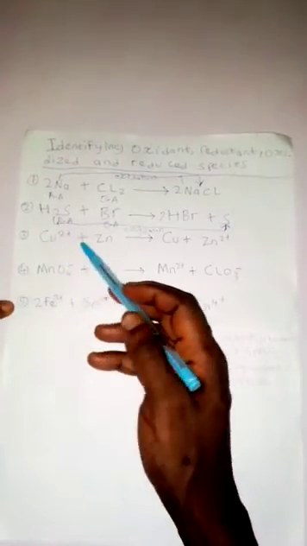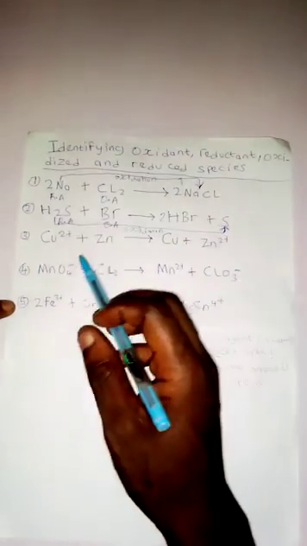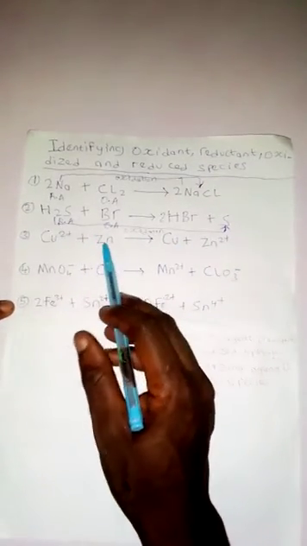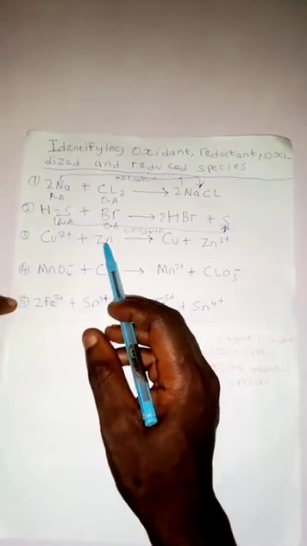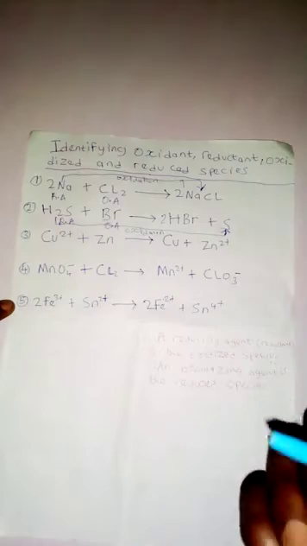Now let's move back to this. We have a copper ion plus zinc, the reaction between them, giving copper plus this. Now this involves charge. Are you getting it? Because it involves charge, you define oxidation and reduction in terms of electron transfer. As I gave you in the previous video, oxidation is loss of electron, while reduction is gain of electron.